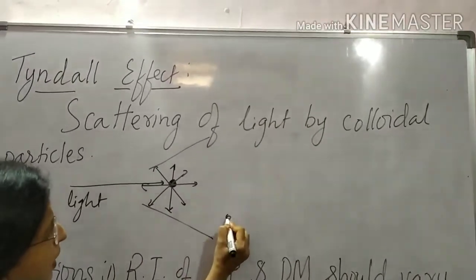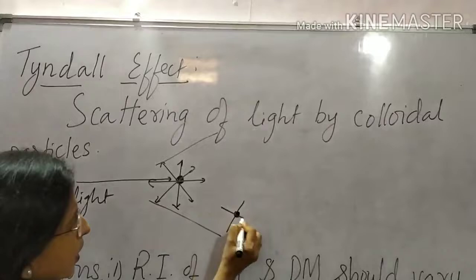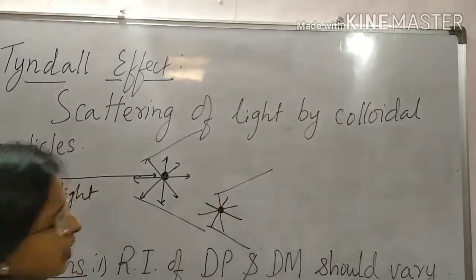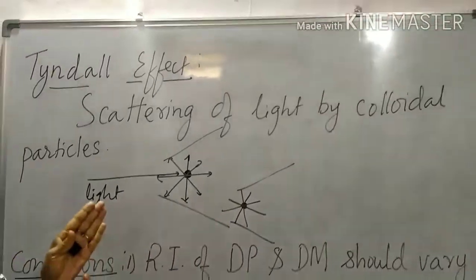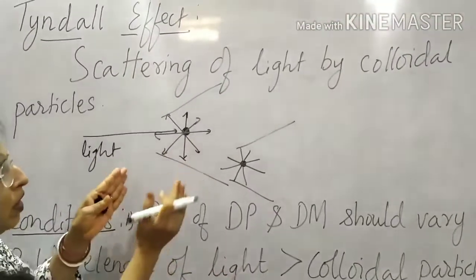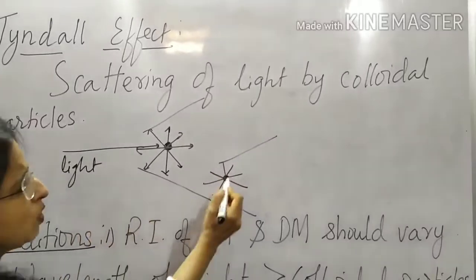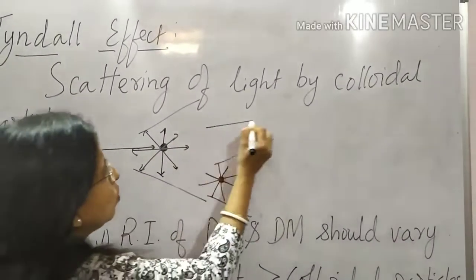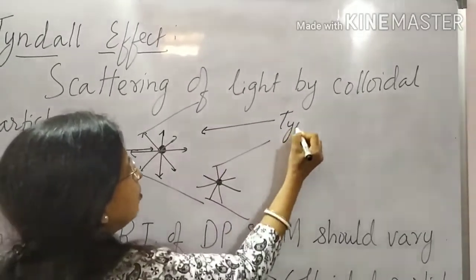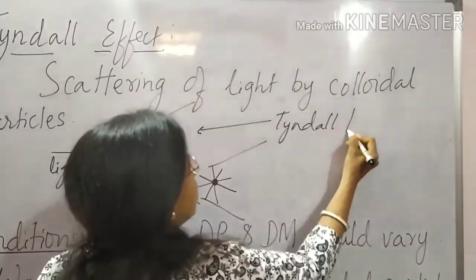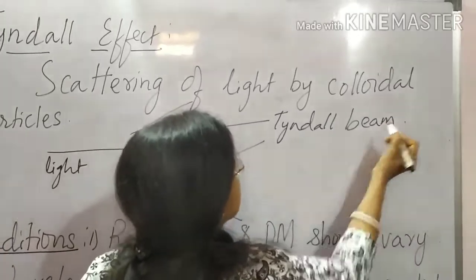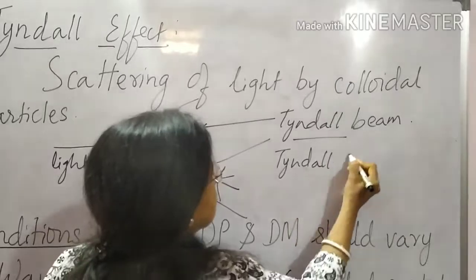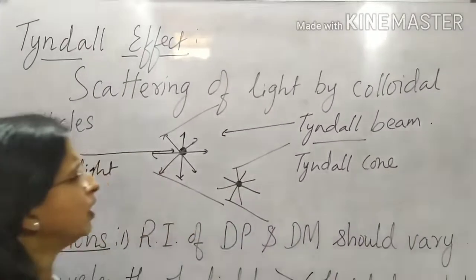Now suppose another particle is here. Then it is going to again scatter the light in all directions and it is going to increase its area. And you will see that there is formation of a cone-like structure. When every particle scatters the light in equal directions, there will be formation of a cone-like structure, and that cone is called a Tyndall beam or Tyndall cone.